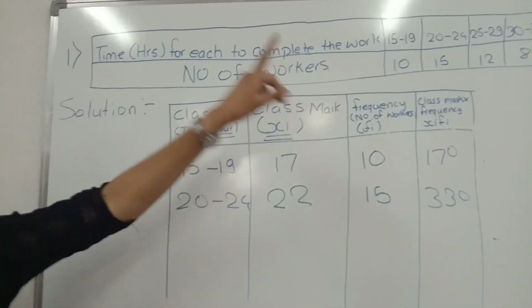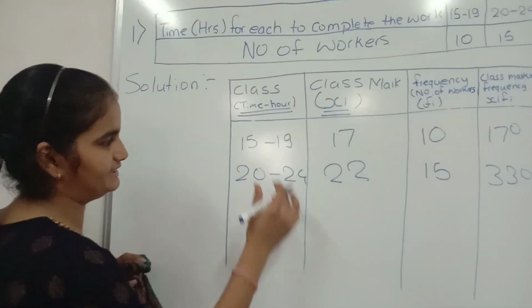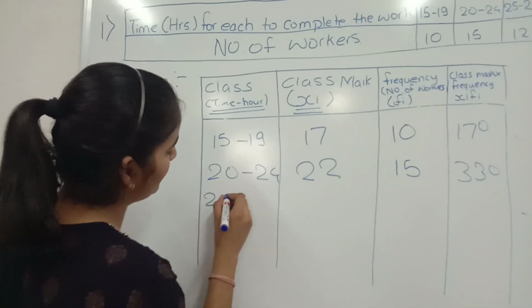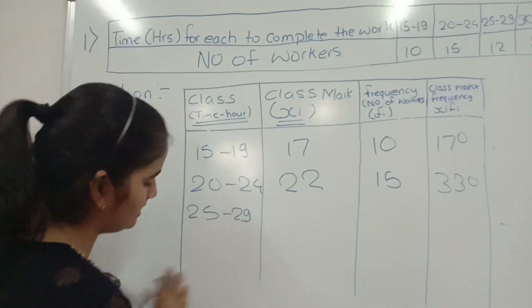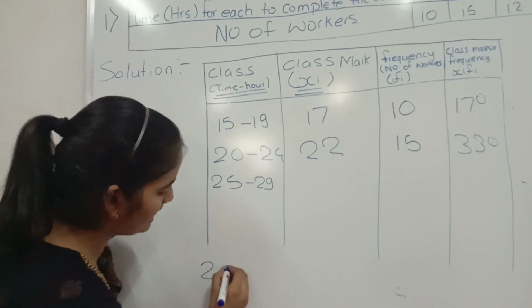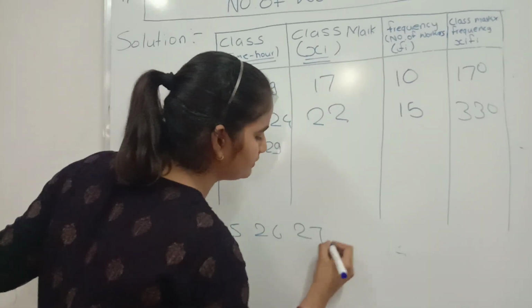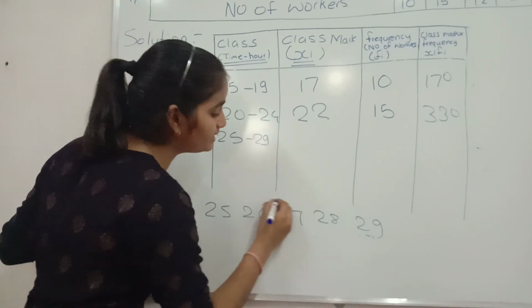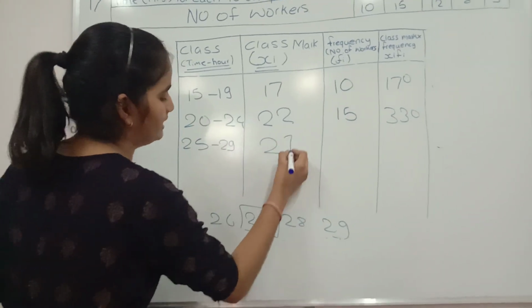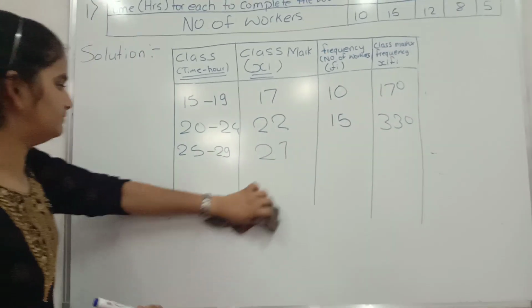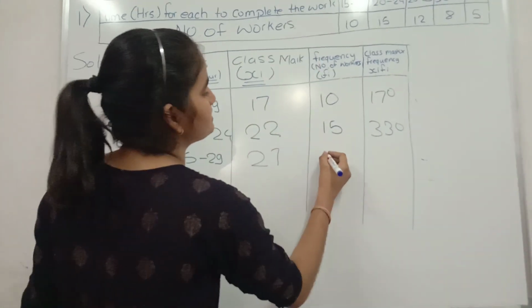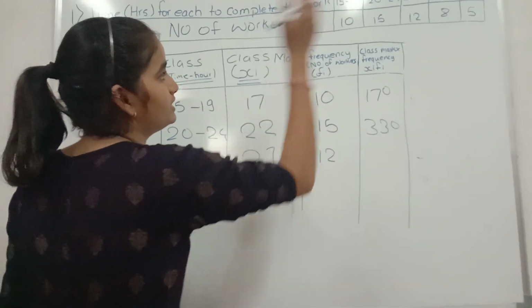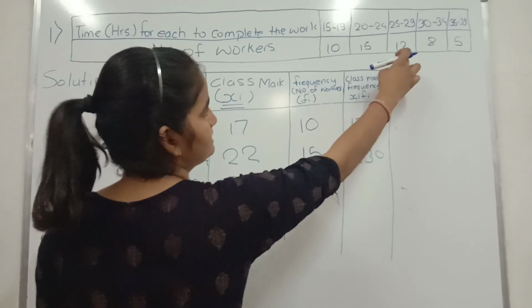So talking about the third one, we have to do the same process as it is. So the third one is 25 to 29. Taking the middle number: 25, 26, 27, 28. Now you can find which one is the middle. The middle one is 27. So we can take here 27 because it is the middle number. Talking about the frequency, it is 12. Look below the 25 to 29. What is the frequency? It is 12.